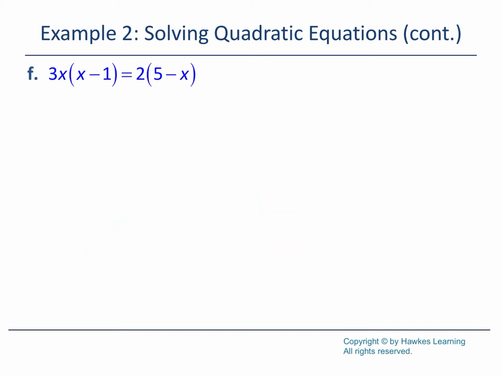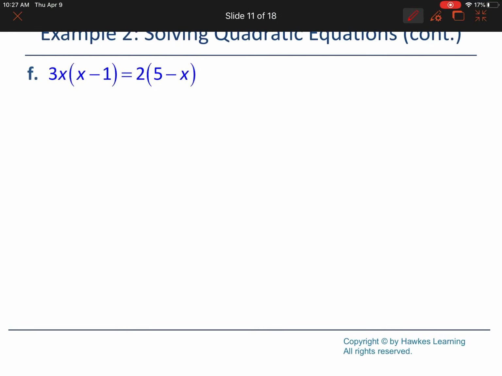Okay, so hopefully you got it. When we distribute this, we get 3x squared minus 3x equals 10 minus 2x. And then we want to get everything onto the other side, so I'm going to add 2x and subtract 10.